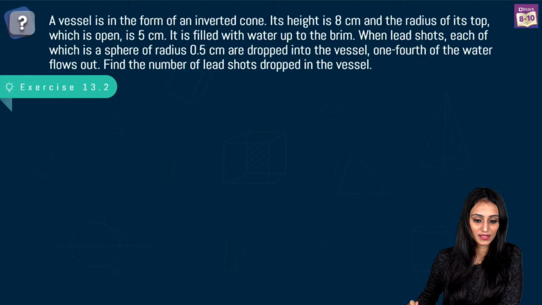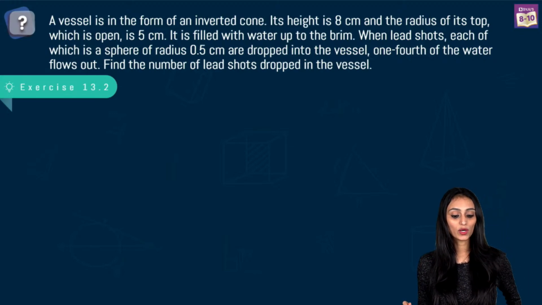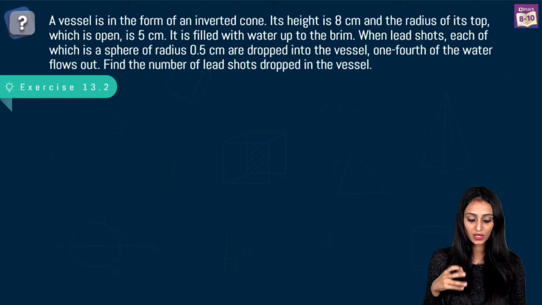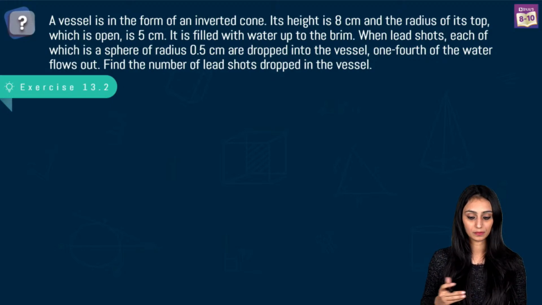Let's take a look at question number 7 now. A vessel is in the form of an inverted cone. Its height is 8 centimeter and the radius of its top, which is open, is 5 centimeter. It's filled with water up to the brim. When lead shots, each of which is a sphere of radius 0.5 centimeter, are dropped into the vessel, 1/4 of the water flows out. Find the number of lead shots dropped into the vessel.